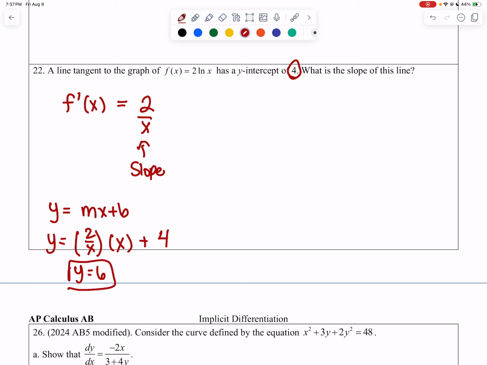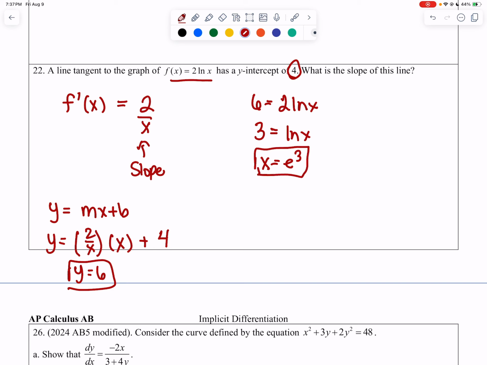Okay, but that's not really going to give me a lot. What I kind of need to know is what x is. So I know that y is 6, but in order to get x, I'm going to have to solve. So I have 6 is equal to 2 ln of x, so 3 is equal to ln of x, which means that x is going to be e to the 3rd power.